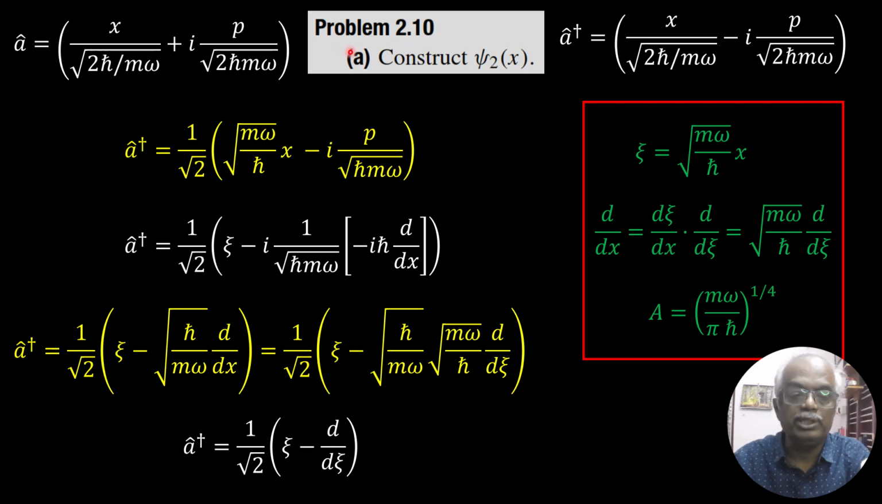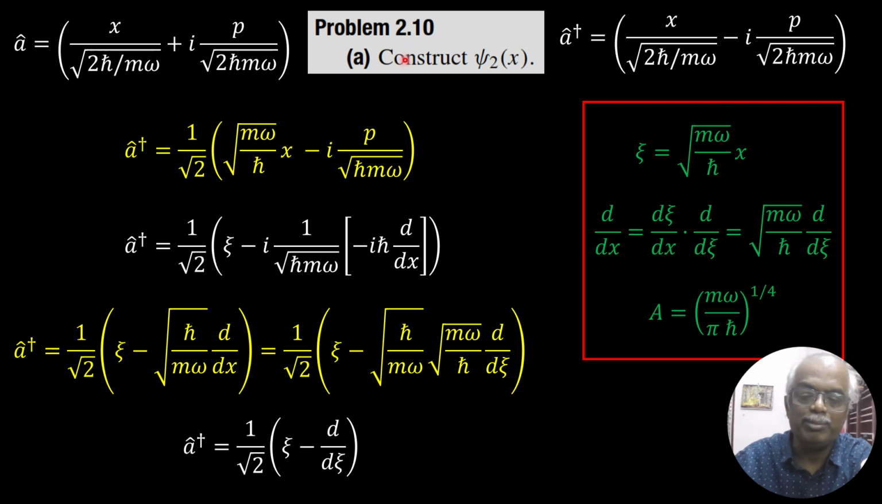Today we are going to solve problem 2.10 of Griffiths, third edition, Introduction to Quantum Mechanics. This problem consists of three parts. We will do them one by one. First, construct ψ₂(x), that is, the second excited state.